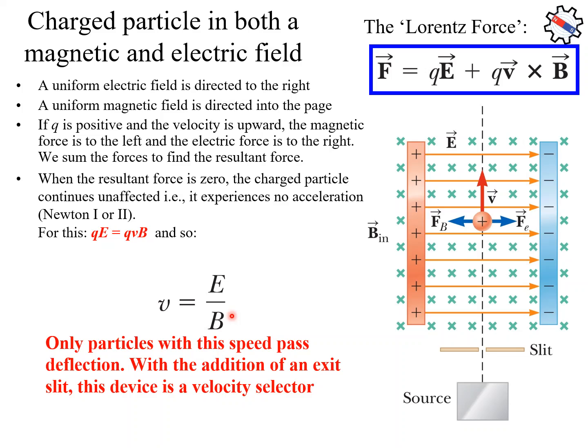Only particles with this speed will pass straight ahead, and if you have a slit up here, would pass through that slit and out of the device. Only particles with a speed equal to the ratio of E over B. Particles that are going faster would not pass, because FB would not equal FE. Particles that are going slower wouldn't pass. So what we have here is a velocity selector.